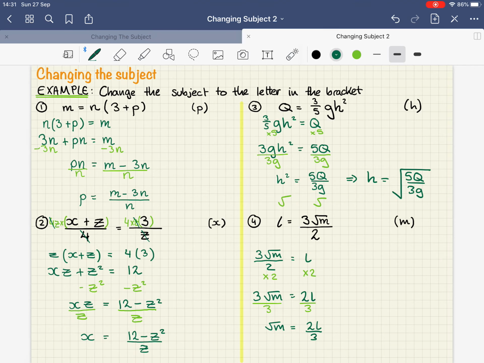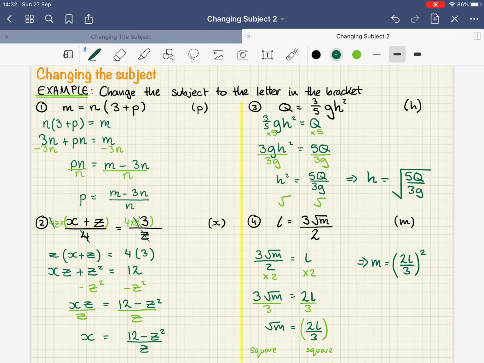And in a similar manner, I have mostly m on its own, but I've only really got the square root of m. I just want the m. So the opposite of square rooting is squaring. So I want to square both sides. And when I do that, I want to put this bit here in brackets. And so I now have m equals 2L over 3, and that is all squared.